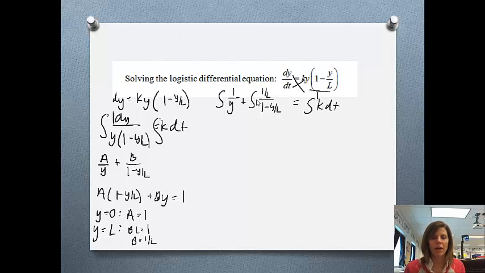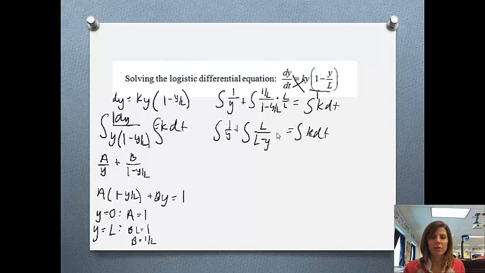All right, one thing that I'm going to do just to make this a little bit easier so I don't have so many fractions going on in my problem, I'm going to multiply this one by L over L, because I'm allowed to do that because it's just like multiplying by 1. So I'm going to get the integral of 1 over y plus the integral of 1 over L times L is just going to be L. And then in the denominator, I'd have to distribute the L, so I'd end up getting L minus y. And I still have the integral of k dt.